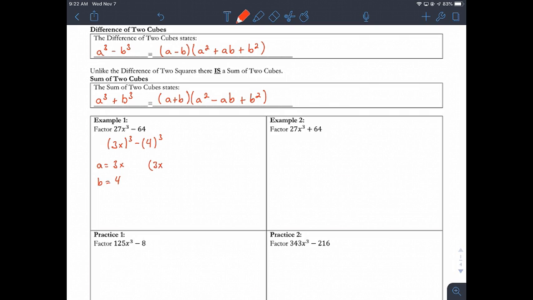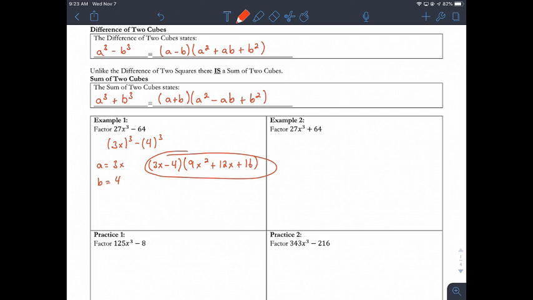We've got 3x minus 4 multiplied by 3x squared. What I mean by 3x squared is 3x times 3x, which would be 9x squared. Plus a times b. A times b is 3x times 4, which is 12x. And then b squared is 4 times 4, which would be 16. That's our answer.